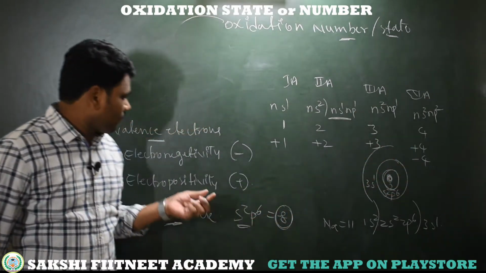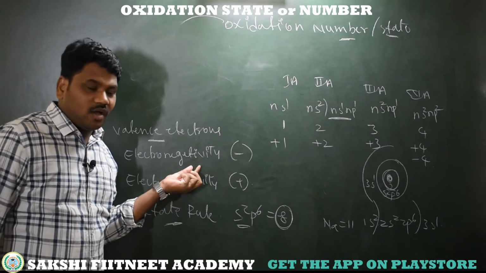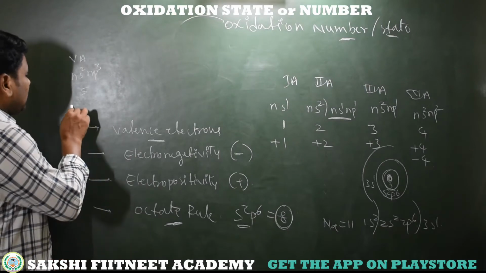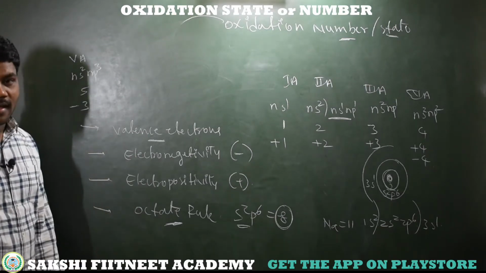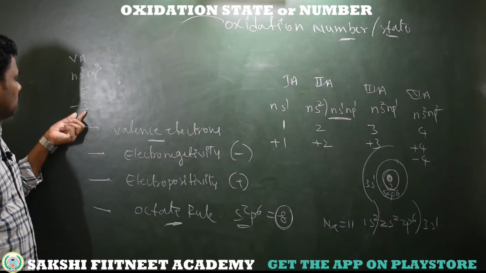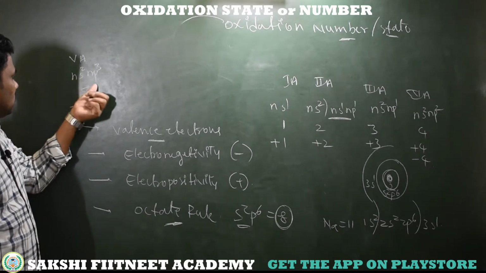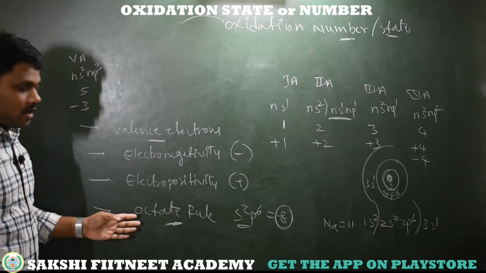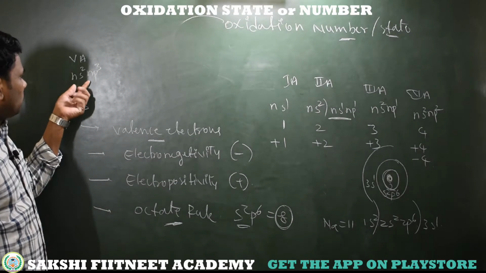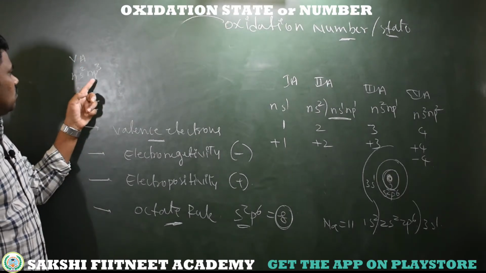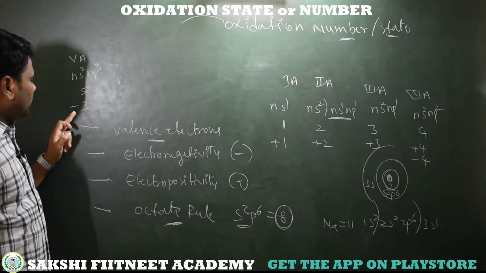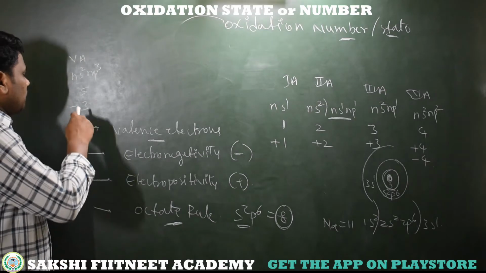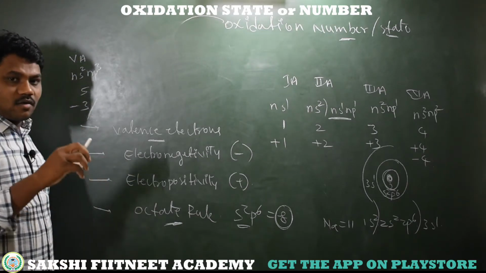Non-metallic character means more electronegative, having more valence electrons. So they try to gain electrons. On gaining these 3 electrons, the configuration fulfills the octet rule. See here, with 5 and gaining 3 electrons, it becomes s2p6. So on gaining 3 electrons, fifth group elements give a -3 oxidation state.